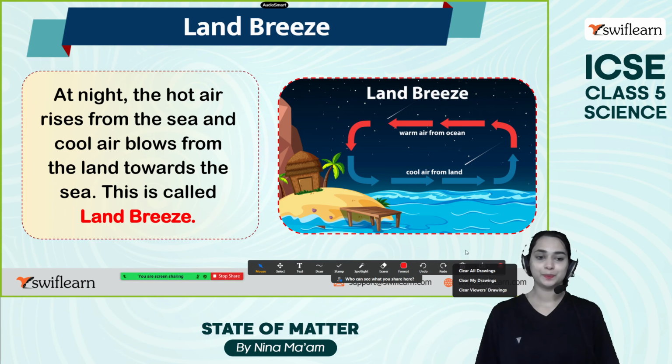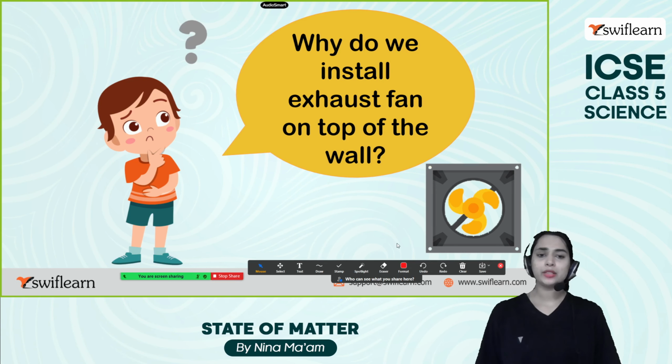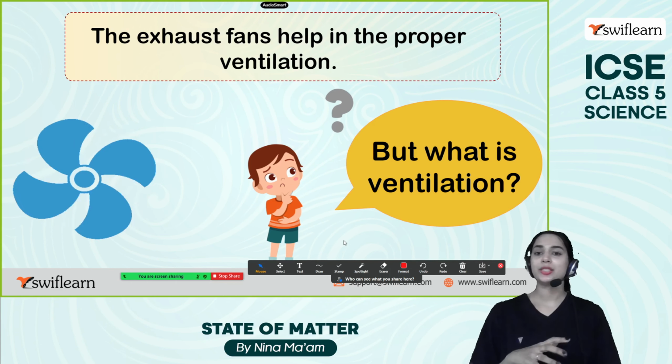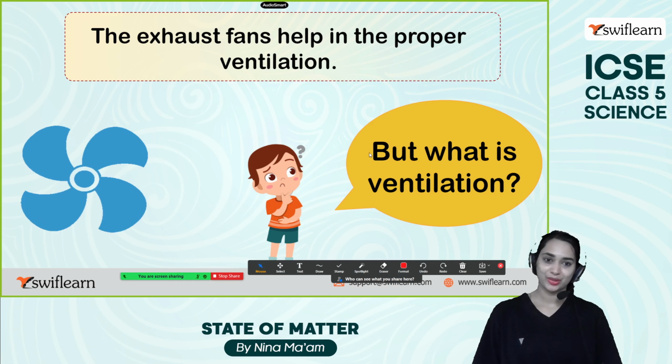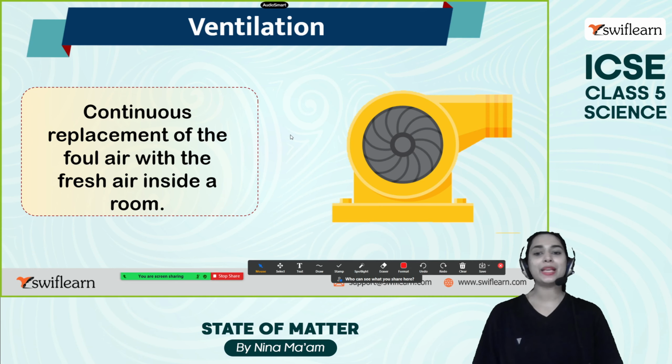All right. So why do we install an exhaust fan on top of the wall? We can find a lot of exhaust fans in our kitchens and in our restrooms as well. The exhaust fan helps in proper ventilation. So what is ventilation? That is a big question. Ventilation means continuous replacement of the foul air with fresh air inside a room.